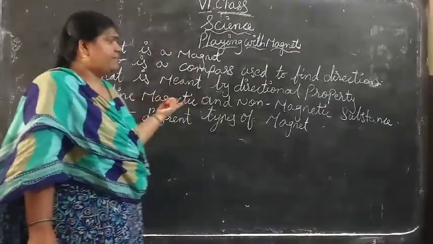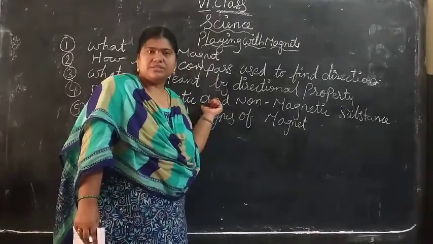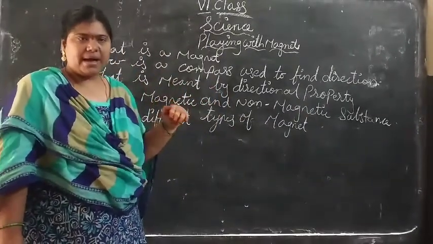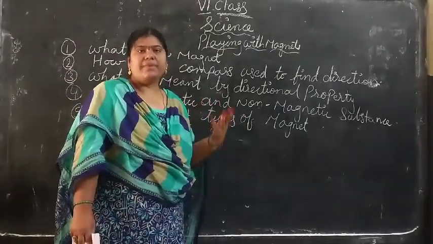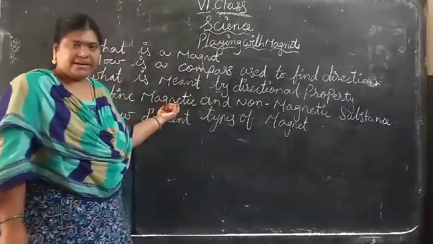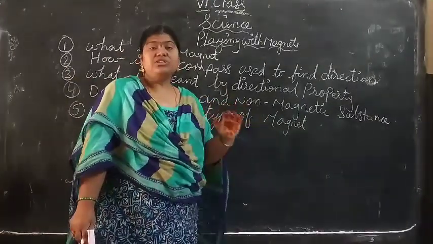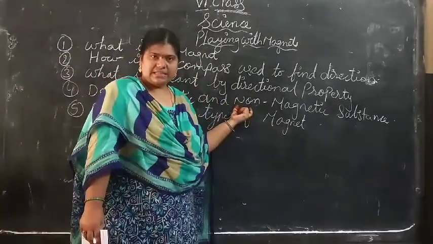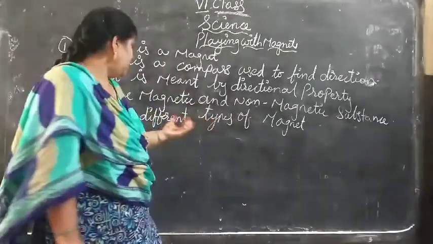Next one, define magnetic and non-magnetic substances. You have to explain that magnetic substances are the substances which get attracted to the magnet, and you will mention that all the metal items come under magnetic substances. Non-magnetic substances are the substances which are not attracted to the magnet. Here you will go with plastic, wood, rubber, etc.